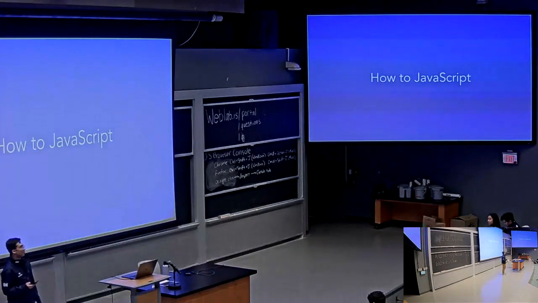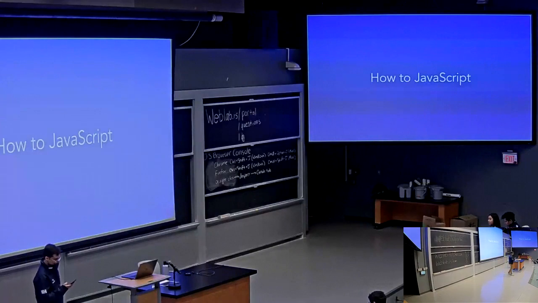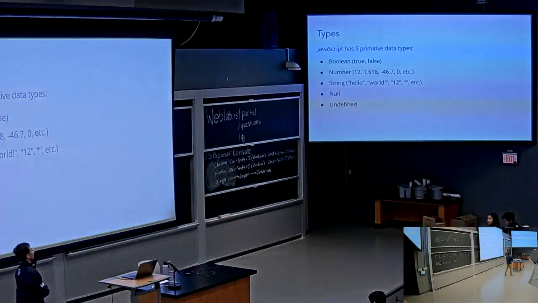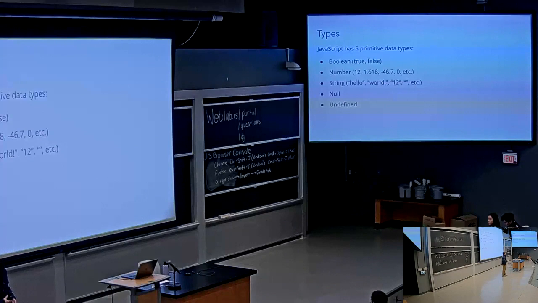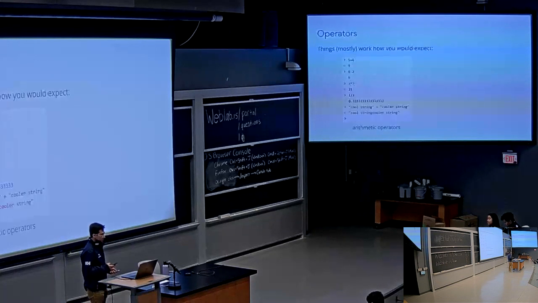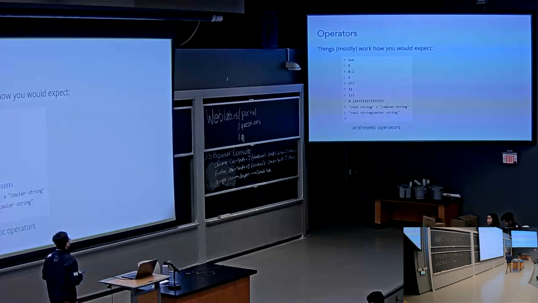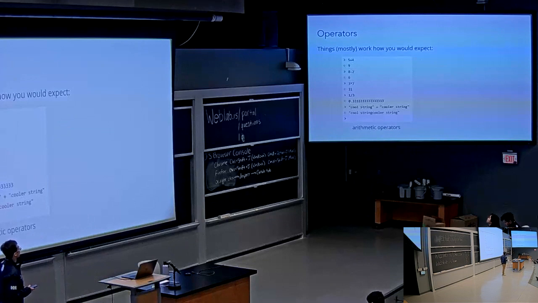So what is JavaScript and how do we do it? JavaScript has 5 primitive data types. Boolean, which is true and false. We have numbers: 12, decimal 1.68, negative numbers as well, and also 0. We have strings like the string hello, world, 12, and we can also have the empty string here. And we also have 2 other types, which are null and undefined. We'll get into some of those in more detail later.